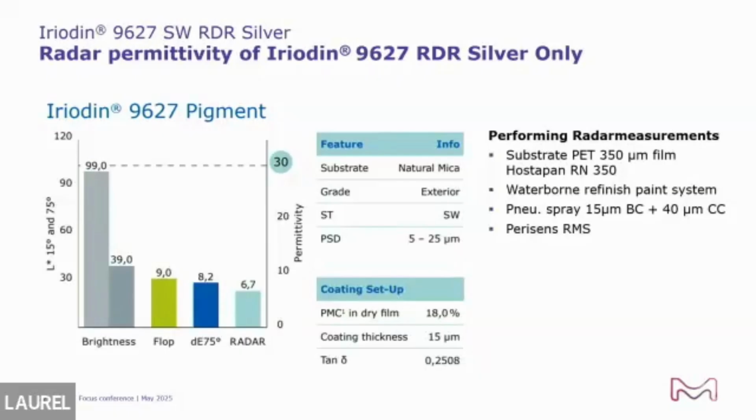And the next is the flop, it has a decent flop index. So that means it gives you a decent travel. And the delta E, it has a decent hiding. And the radar is well below 30. This is according to our radar expert. Below 30 is kind of a guideline, but below 10 is definitely good to go. Anywhere between 10 and 30 is kind of iffy, depends on the film build, depends on the pigment loading. So definitely lower is better.